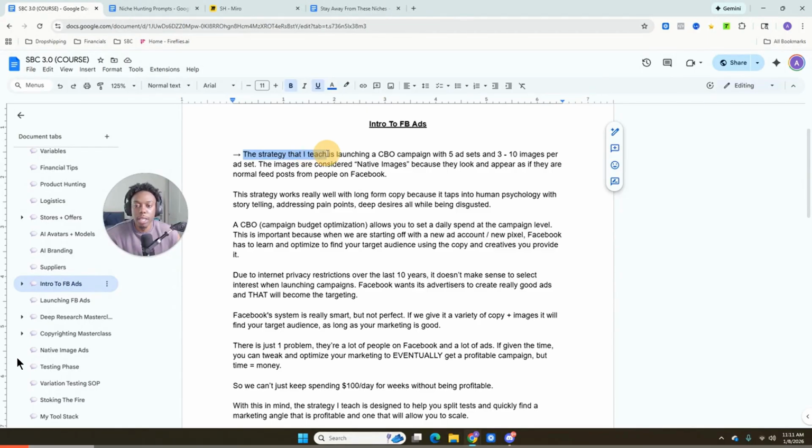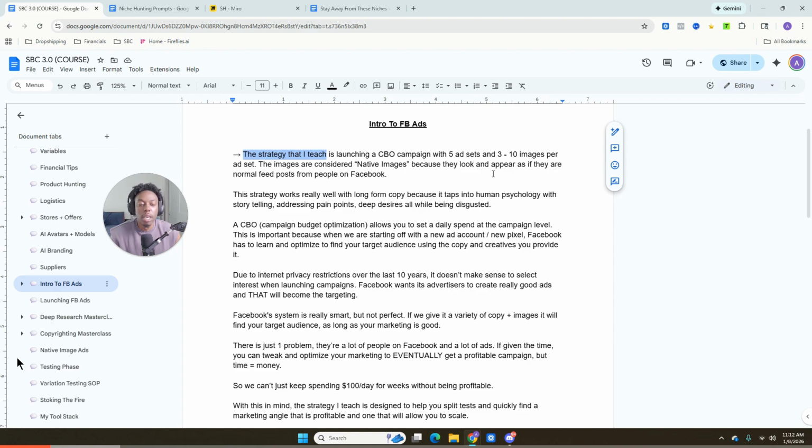So the strategy that I teach is launching a CBO campaign with 5 ad sets and 3 to 10 images per ad set. The images are considered native images because they look and appear as if they fit on the normal Facebook feed. And this is really important because more likely than not, your consumer doesn't like being sold to.